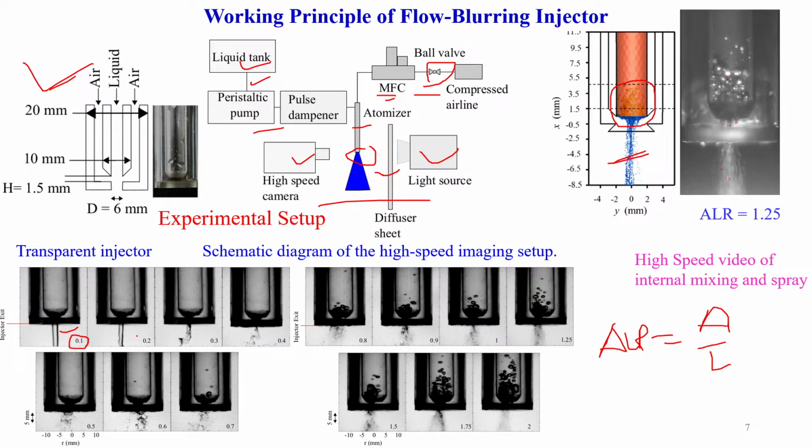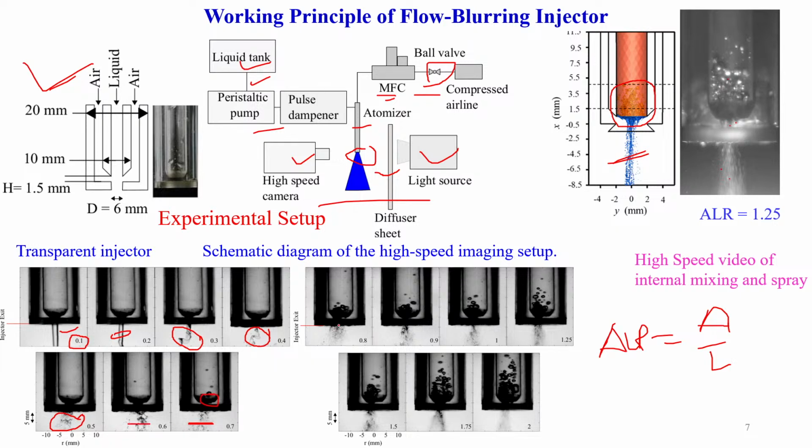Similarly, as we increase the ALR ratio, we can see oscillation in the liquid jet. Further, it breaks the liquid jet into the bag breakup mode of the liquid stream. Here we can see it breaking further. Here we can see fine breakup is happening. Here also we can see further breakup, but liquid penetration is starting here.